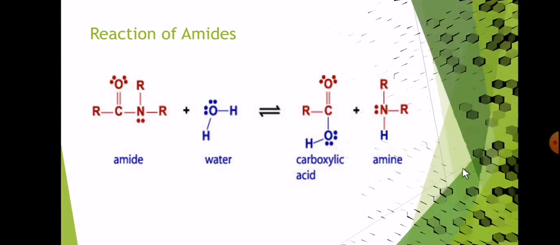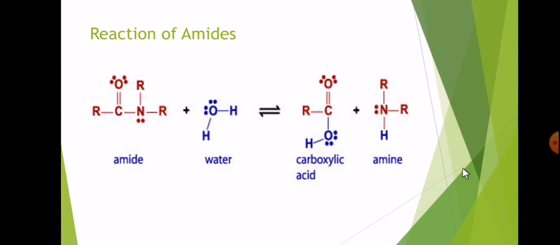Okay, so next we have reaction of amides. Here we have only one reaction. We have at first the amide here, and the reaction is with water, so we will get our carboxylic acid and amine. This reaction is also called a hydrolysis reaction, as we react the amide with water.